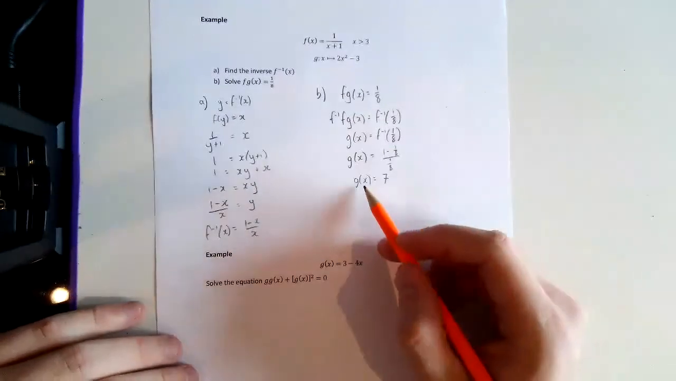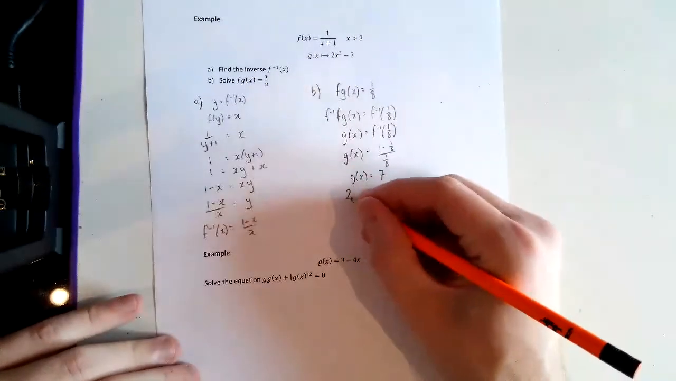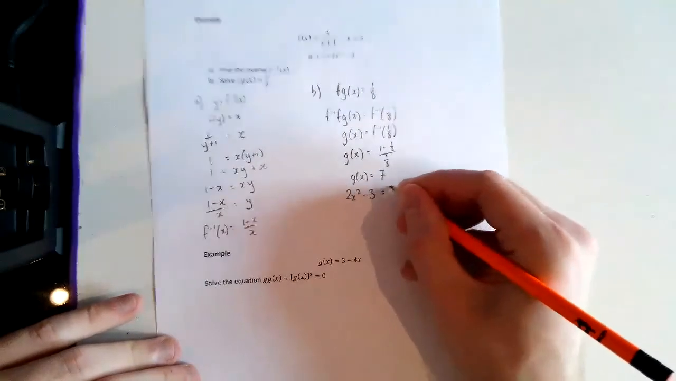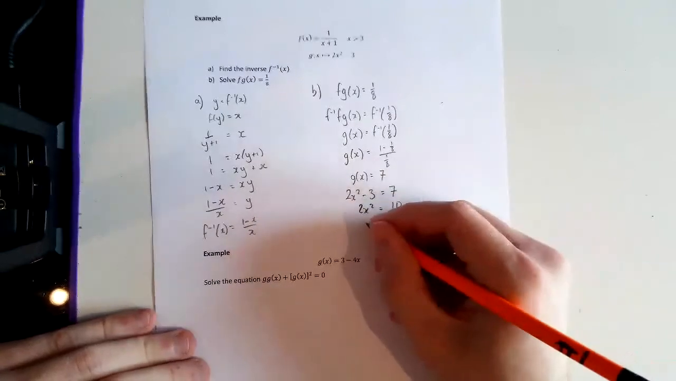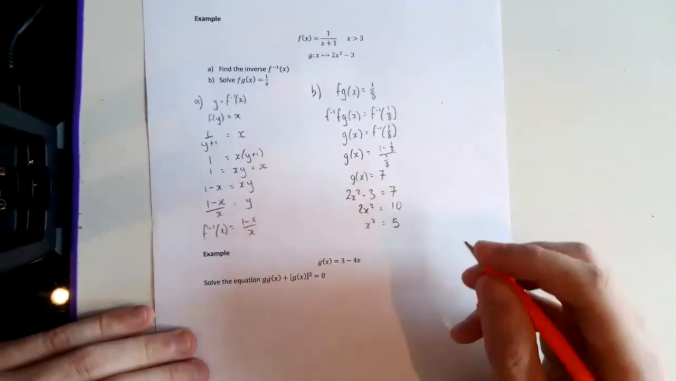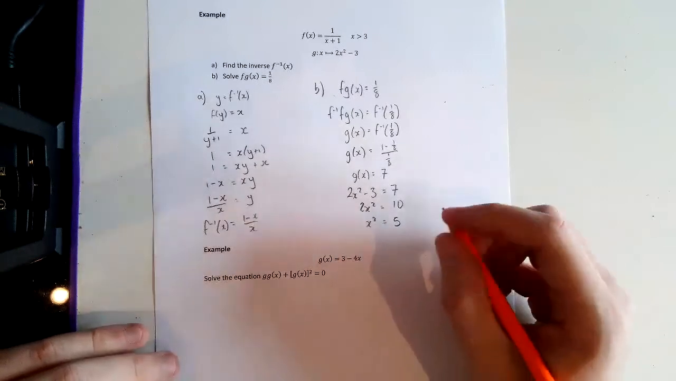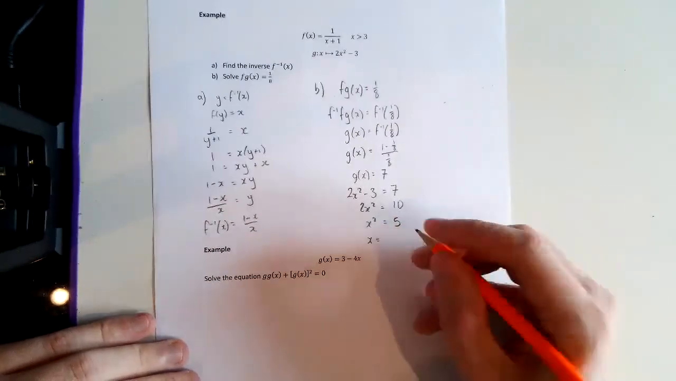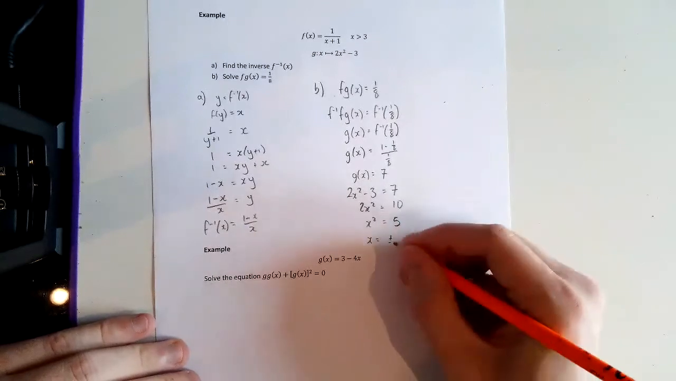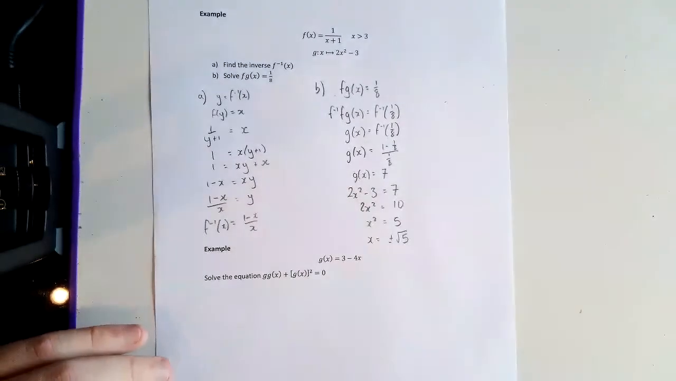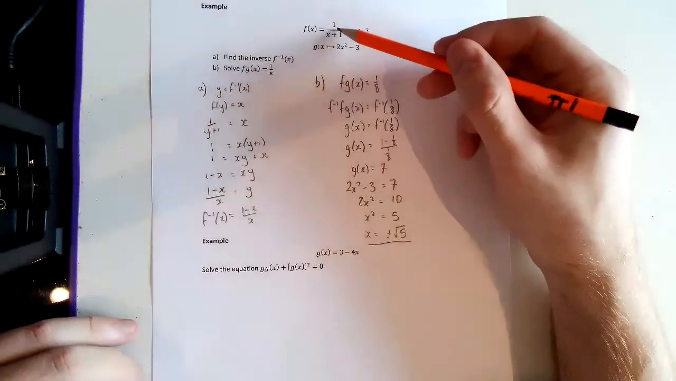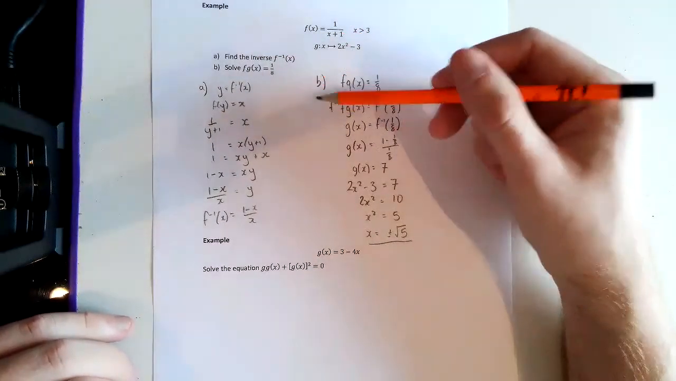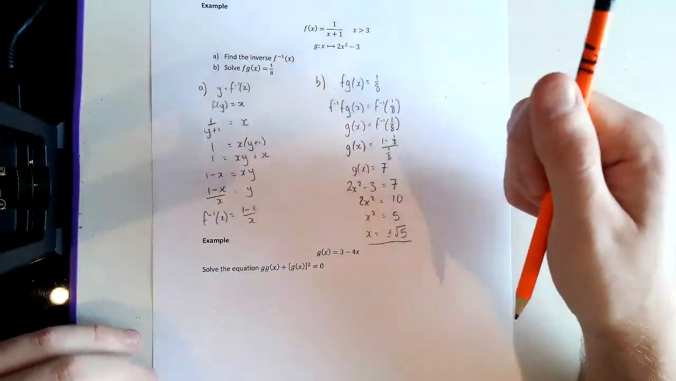And then g of x was 2x squared minus 3, and that needs to equal 7. So I add 3 to both sides, divide both sides by 2, and then square root. So x equals plus or minus root 5. And that's it. So instead of subbing g into there and then making it equal 1 over 8, just use the fact you've already done the inverse to do that bit first.